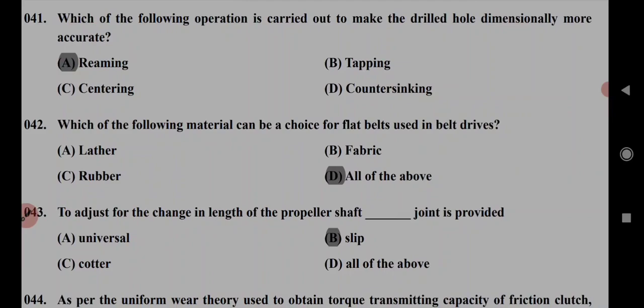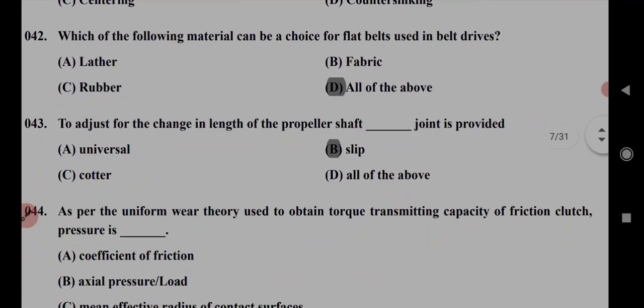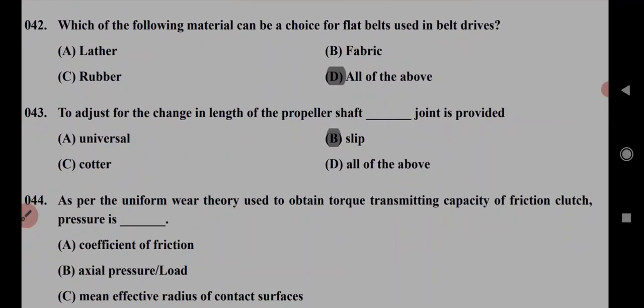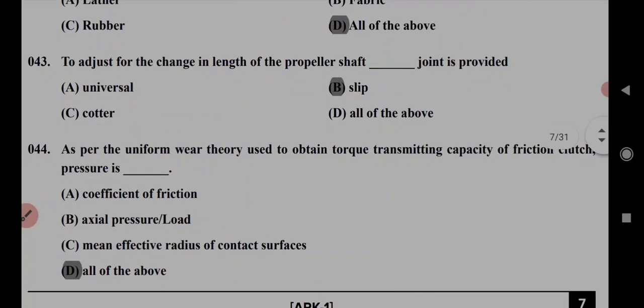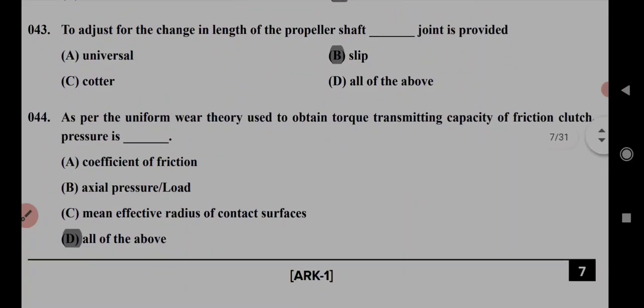Which of the following material can be choice for the flat belts used in belt drives? Option D is correct. All of the above. Leather, fabric and rubber. To adjust for the change in the length of the propeller shaft, slip joint is provided. Slip joint is provided.